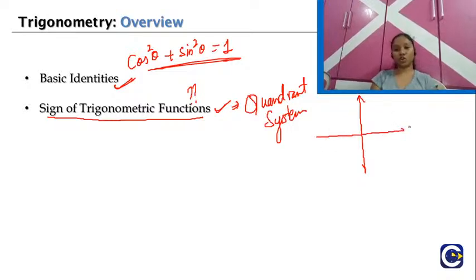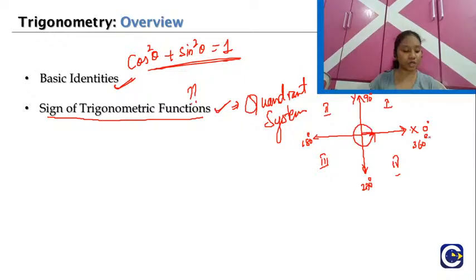As we all know what the x-axis and y-axis are, this will be our x-axis and this will be our y-axis. This will be my first quadrant, this will be my second quadrant, this will be my third quadrant and this will be my fourth quadrant. Let me know, guys.